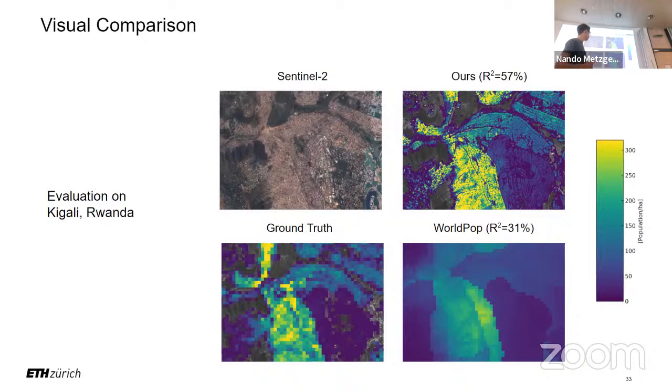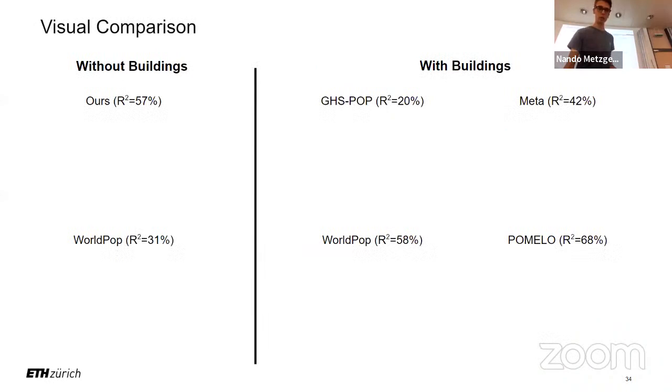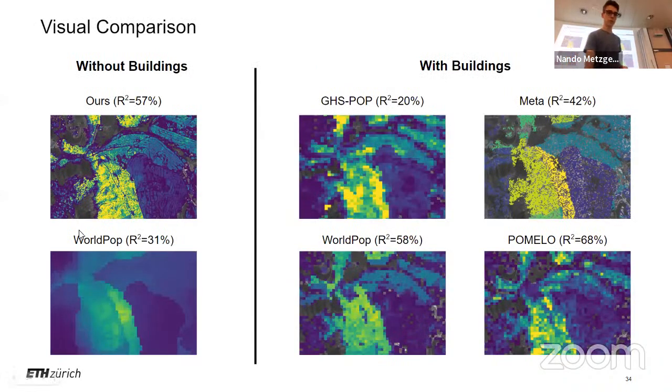I wanted to mention here that these are the WorldPop maps that also don't use buildings as an input. If you use buildings as an input, you get a performance boost quite significantly. And this is basically shown here. So left is, again, without the buildings. And then on the right-hand side, you see the competitors' maps with buildings. And I would say that even though we don't use buildings, we can fare quite well with those maps that use high-resolution buildings.